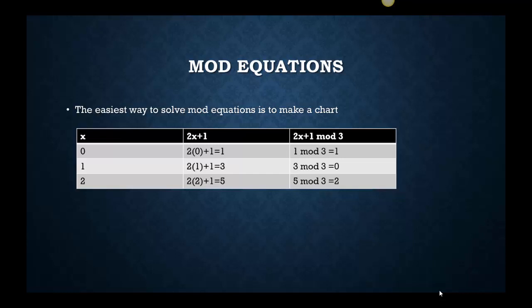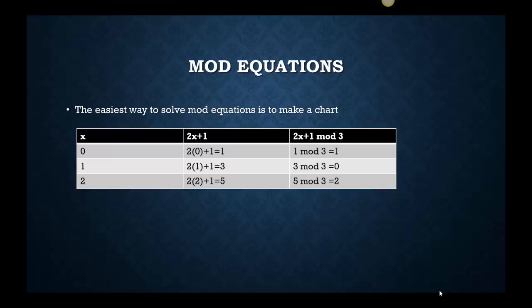Once we've decided what our x values are allowed to be, we want to put those x values into our expression that we're trying to evaluate. So for us, we have 2x plus 1. You can see in the chart that I took my value of x, 0, and multiplied it by 2 and added 1, so I got 1. I do the same thing with 1. 2 times 1 plus 1 gives me 3, and then 2 times 2 plus 1 gives me 5. So I take my values of x, I put them into 2x plus 1.